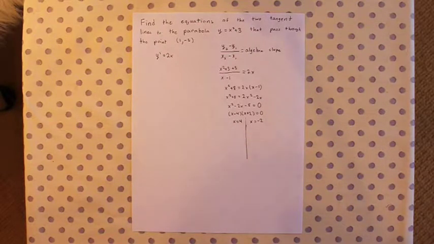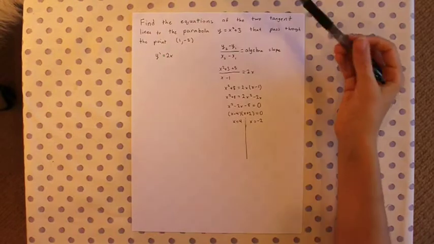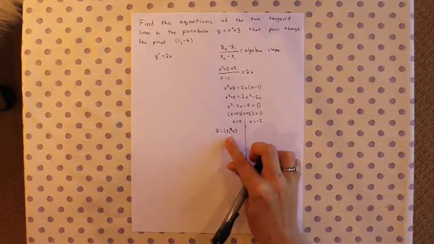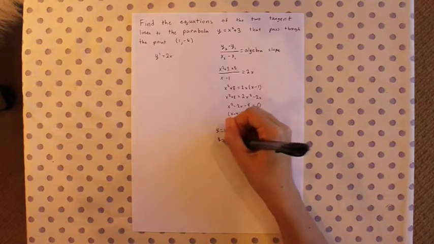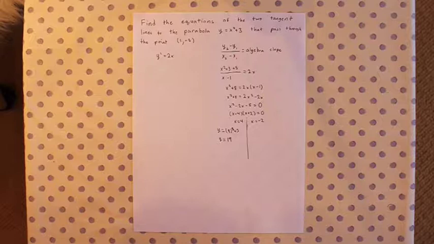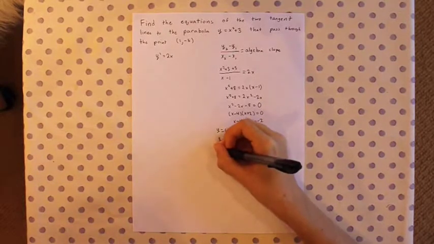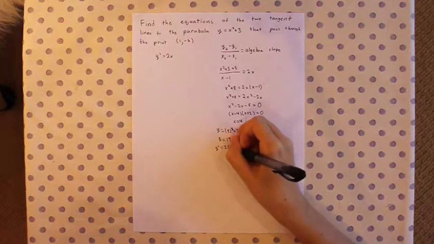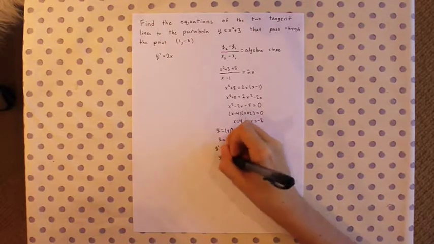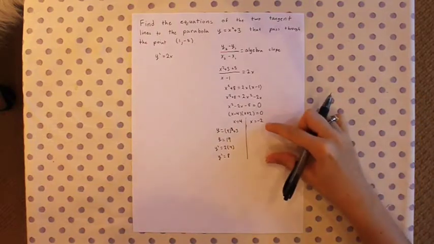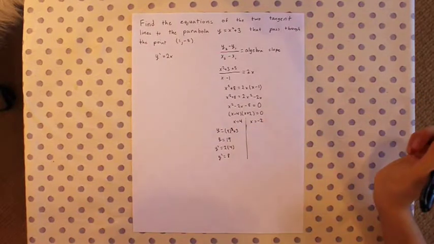First, I'm going to find the y value for each of them by plugging this into the original equation. y is equal to 4 squared plus 3. y is equal to 19. Then I solve for the slope using the calculus slope. So y prime is equal to 2 times 4. y prime is equal to 8. Now I'm going to do the same thing using x is equal to -2.